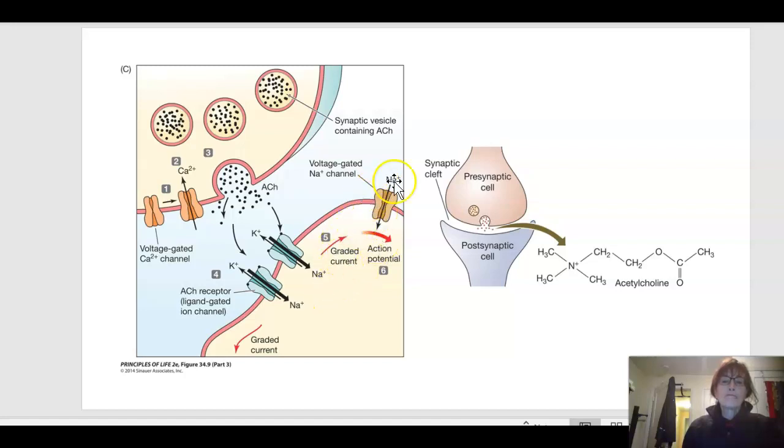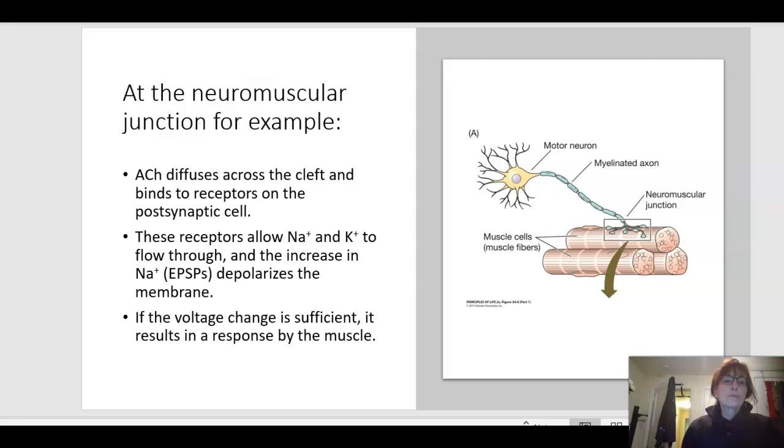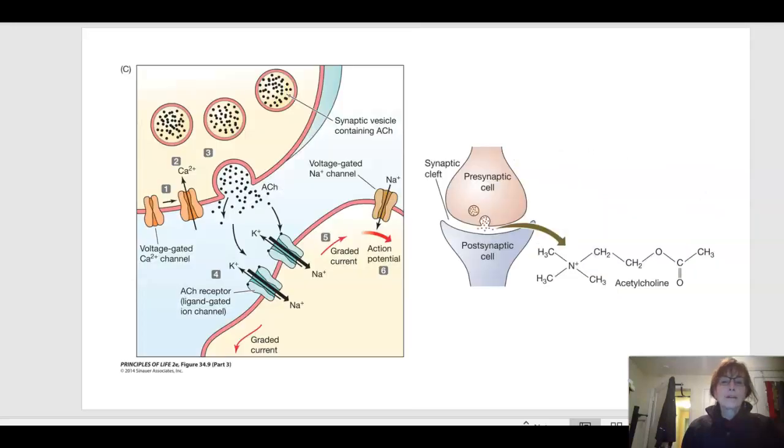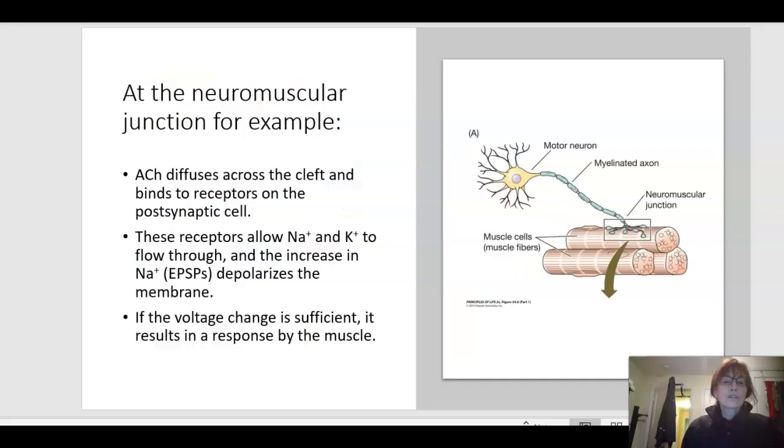Here you can see a voltage-gated sodium channel right here. Let's see here. Let's go to here. Whoops, actually, let me go back up here. No, I think I'll go, sorry.